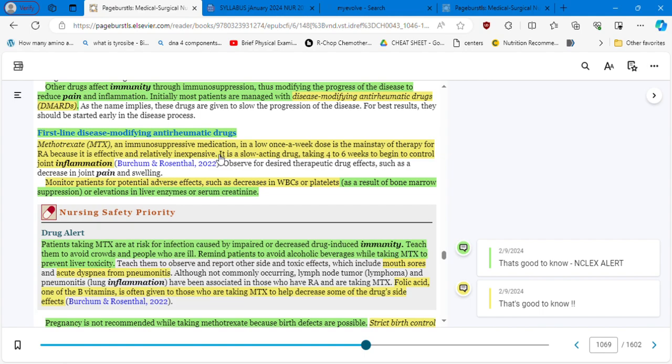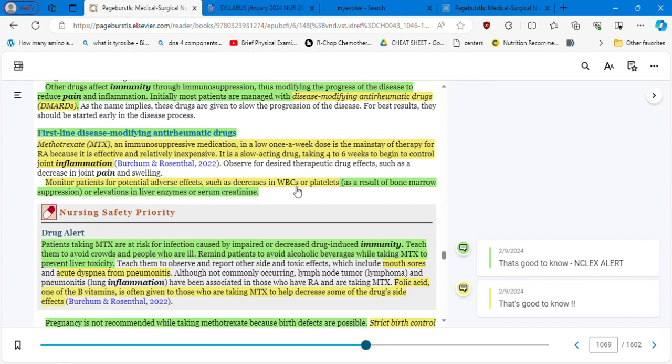So your methotrexate, okay, is a slow-acting drug taking 4 to 6 weeks to begin to control joint inflammation. 4 to 6 weeks, meaning 4 to 6 doses, because remember, this is a once-a-week dose, okay? After 6 doses, between 4 and 6, you're going to start seeing the effects. Monitor patients for potential adverse effects, such as decrease in WBCs.